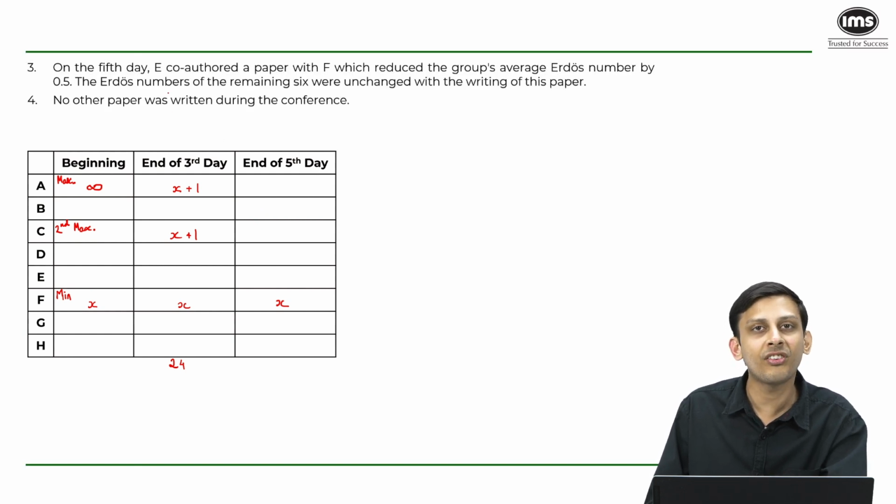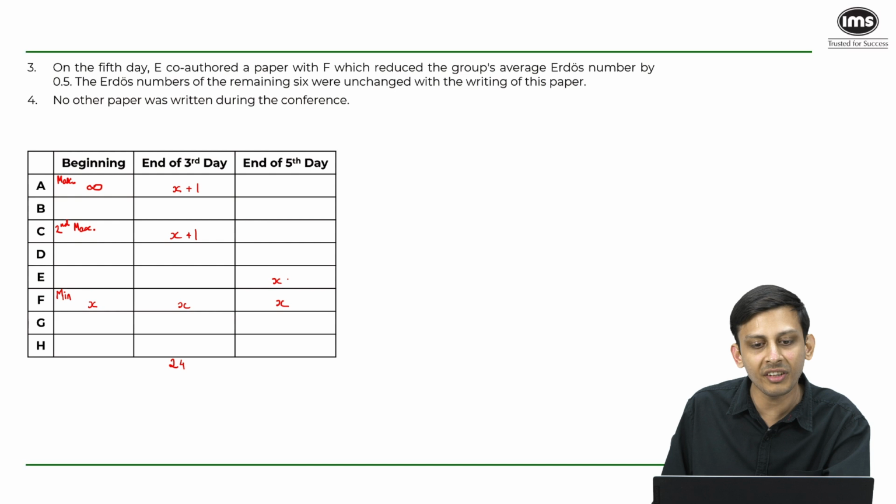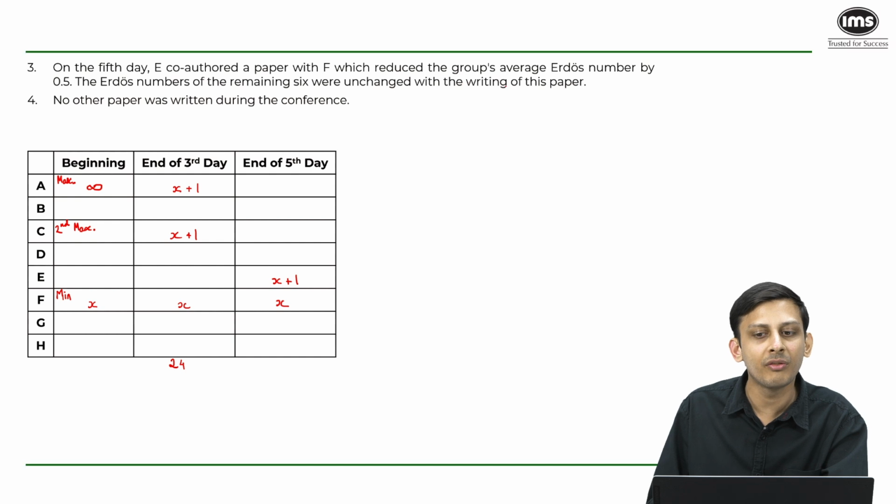So now if you look at the information about the 5th day, on the 5th day, E co-authored a paper with F, which reduced the group's average Erdos number by 0.5. Now, F has the minimum, so if E co-authors with F, E's Erdos number will become x plus 1. Okay, so at the end of the 5th day, E's Erdos number will be x plus 1. And the Erdos numbers of the remaining 6 were unchanged with the writing of this paper. So A's Erdos number will remain the same, x plus 1. C's Erdos number will also remain the same, x plus 1. Anyway, we could have thought this because they were already collaborating with the person with the minimum Erdos number. So it couldn't have gone any lower. Okay, it will end at x plus 1 for them.